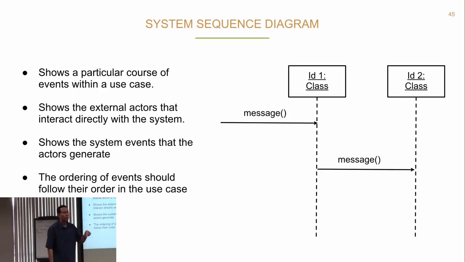I keep mentioning this thing about a sequence diagram in UML. It's a real simple thing. It shows a particular course of events within a use case. It shows the external actors that interact directly with the system, the system events that the actors generate, and the ordering of events, which should follow the order of the use case. So right here, I'd have some type of actor that can send a message. This class fires off of it. This is called a lifeline. Each class has one. These are probably the methods that are in that class. I'm calling them. And so we see the interaction between classes, how my actor uses the system.